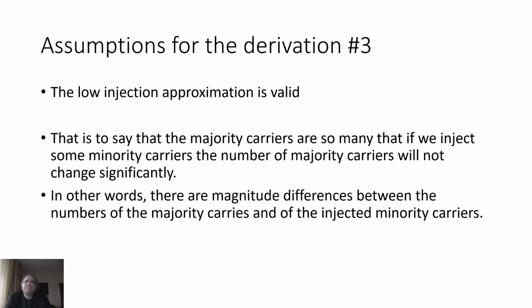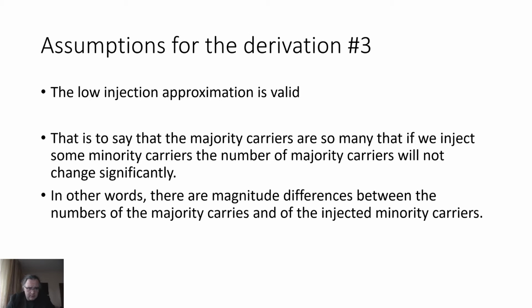Now, the third assumption is that the low injection approximation is valid. And this says that if we inject, for example, electrons from the N side to the P side, in the P side, these electrons are minority carriers. The majority carriers there, the holes in the P side, are so many that the balance between holes and electrons will not change. So the holes will remain the majority carriers at the P side. Even though the injected electrons, minority carriers, are in large quantities, still the quantity of holes is much, much larger.